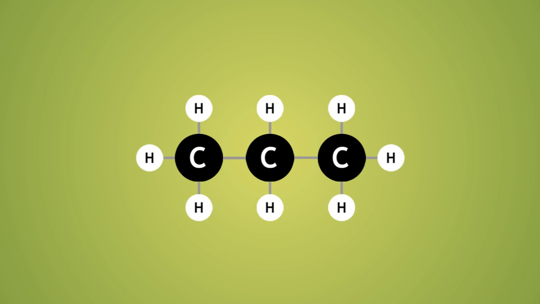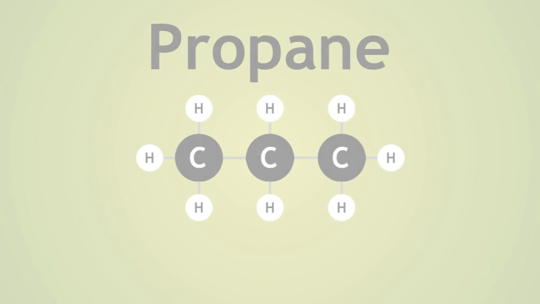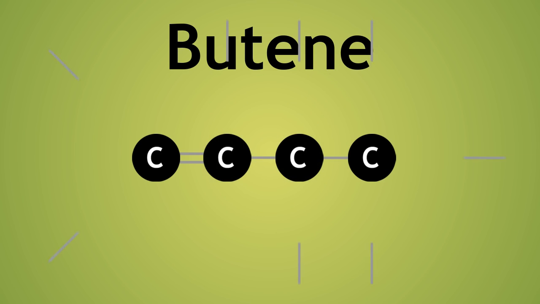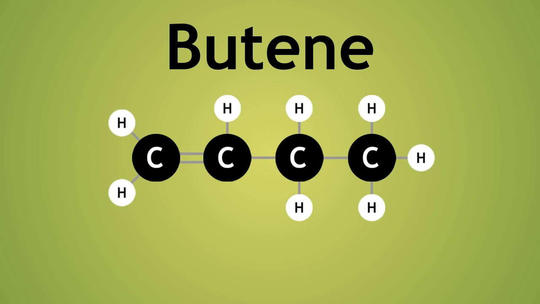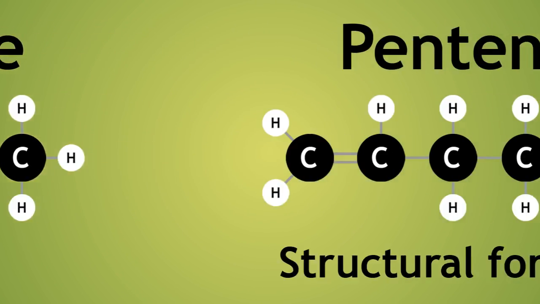Here is the structural formula of propene. Pause the video now and try and complete this structural formula of butene. Here is the completed structure. Did you get it right? Here are the structural formulas of the first 4 alkenes.